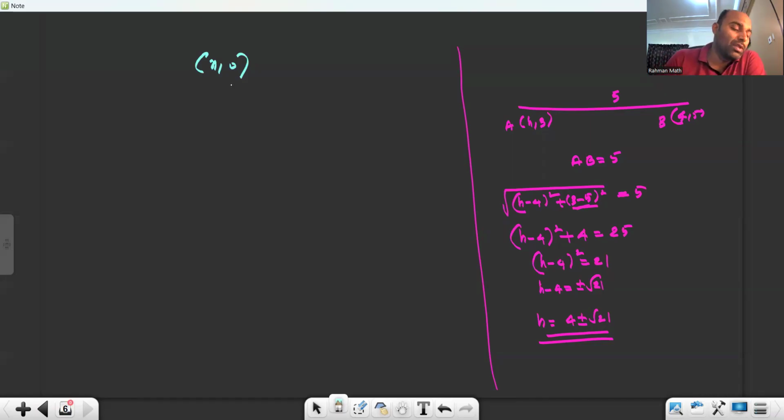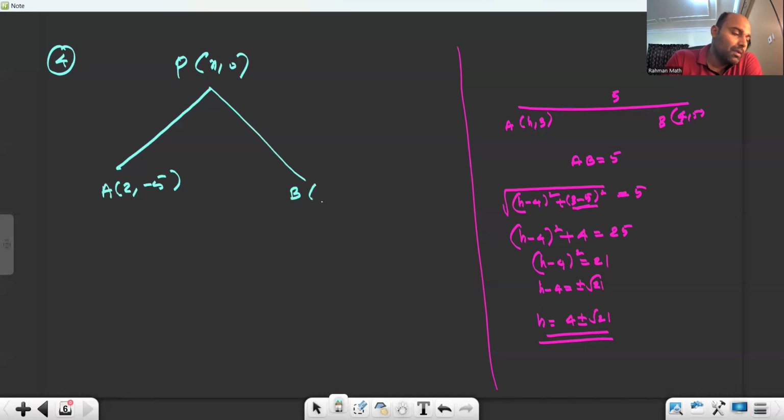Now draw the diagram. Equidistant again. This I call P, that is equidistant. Question number four. Equidistant from what? A (2, -5) and B (-2, 9).